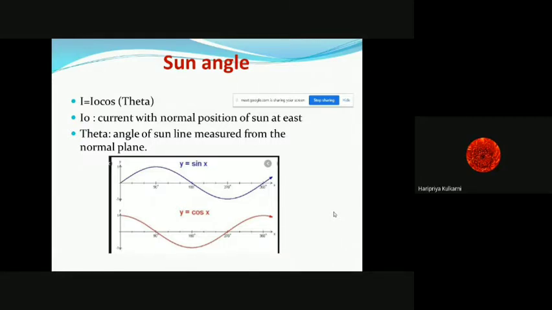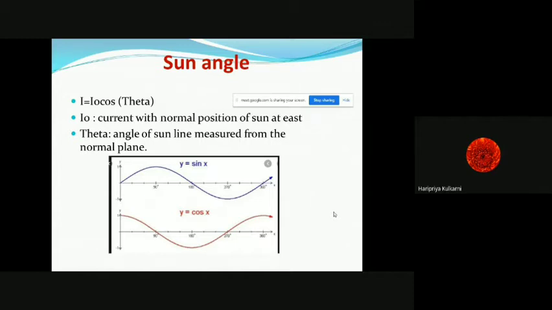Okay, now the next point is the sun angle. The sun angle is actually a tilt angle that we give to the panel so that our panel will always face the sun and we can extract the maximum amount of solar power. So here I = I0 cos θ. I is the current that we achieve from the solar system. I0 is the current with the normal position of the sun.